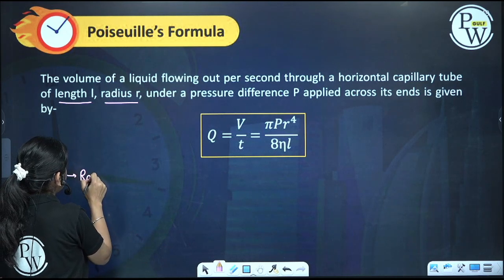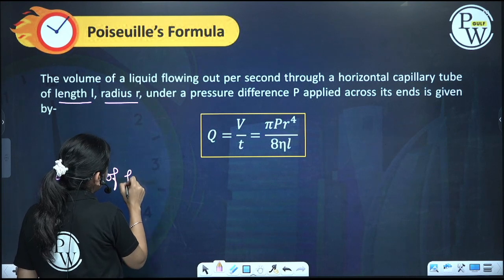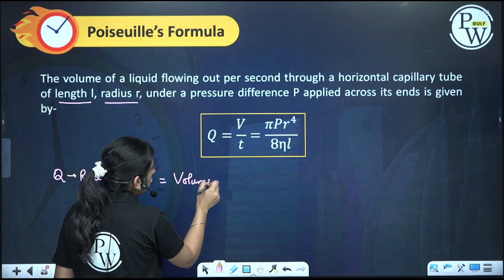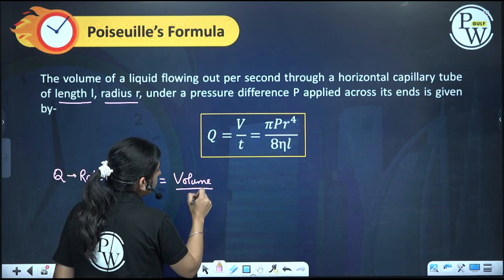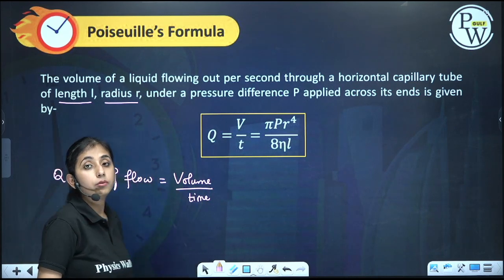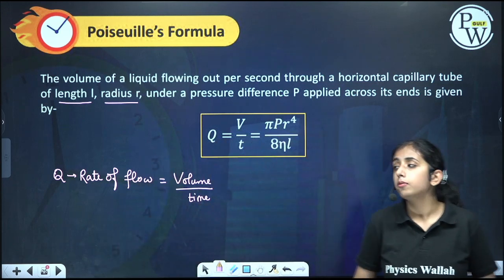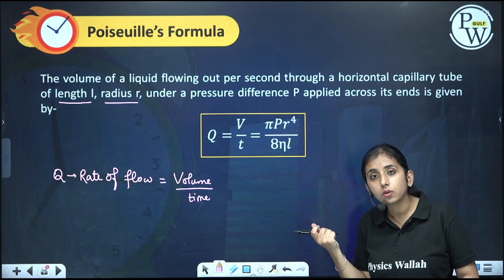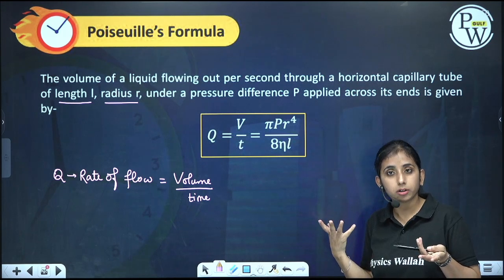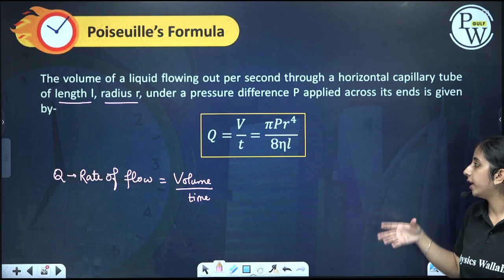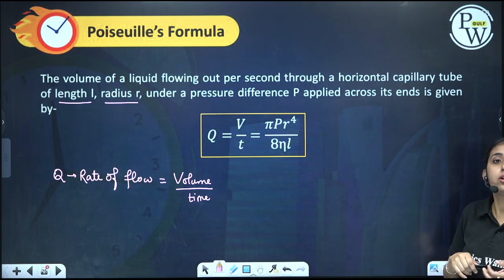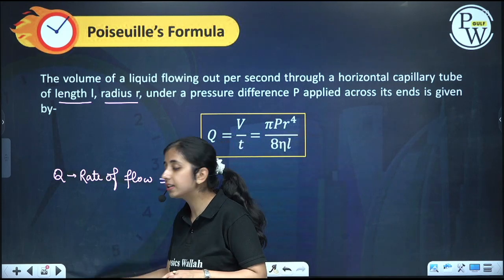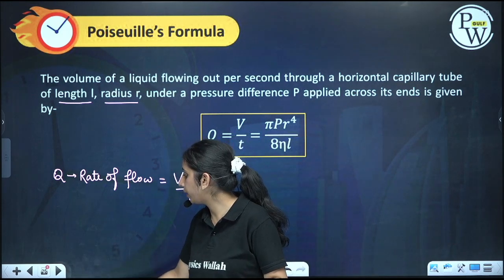Q is the rate of flow, that is, volume per unit time. Volume of liquid flowing per unit second. Now in this we assume that the tube is horizontal because we consider no effect of gravity on the tube. So the tube is taken as horizontal and no effect of gravity is considered. So this is a volume rate of flow of any liquid through a capillary.